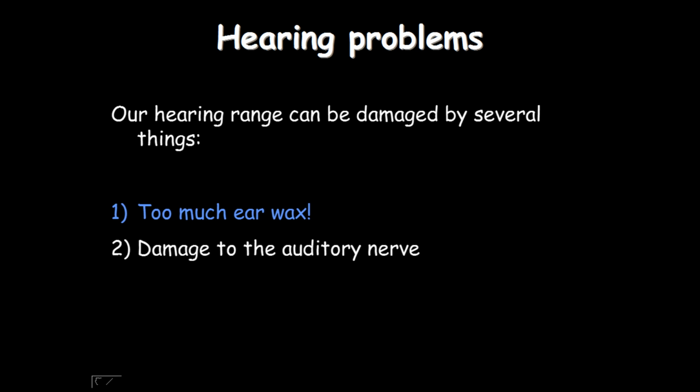The second way is damage to the auditory nerve. If there is any damage due to an accident or any other cause to the auditory nerve, definitely there will be hearing impairment. Third, illness or infections. If we develop any illness or infection in our ear, our tympanic membrane or eardrum may get damaged.